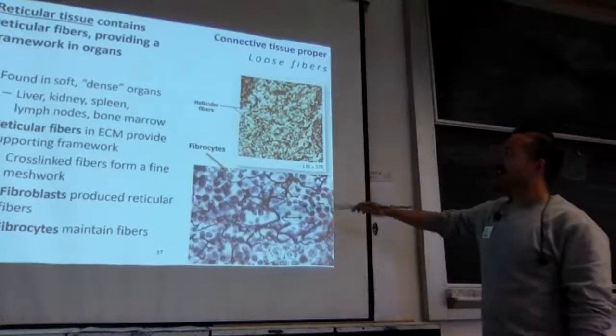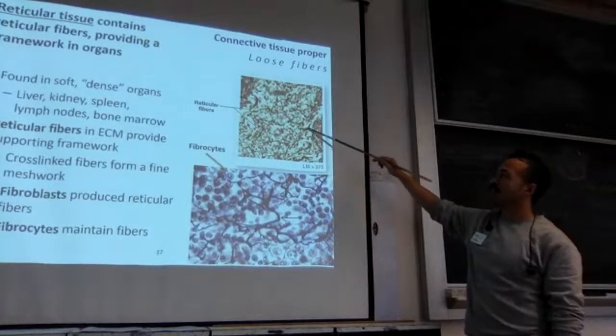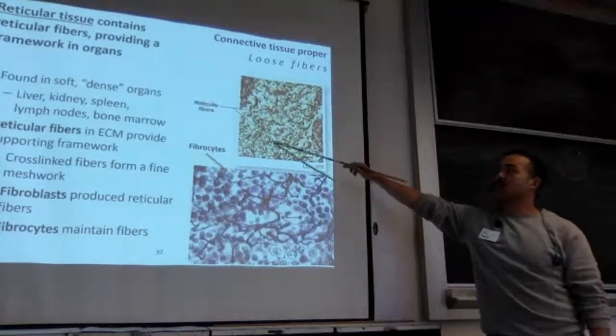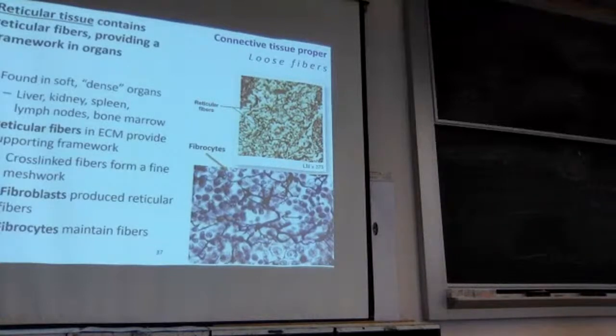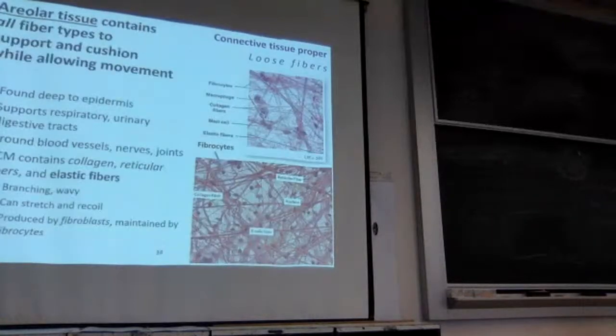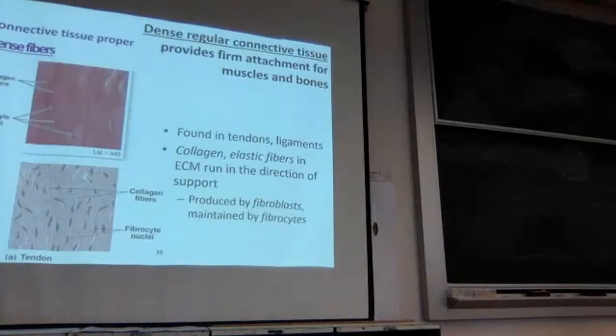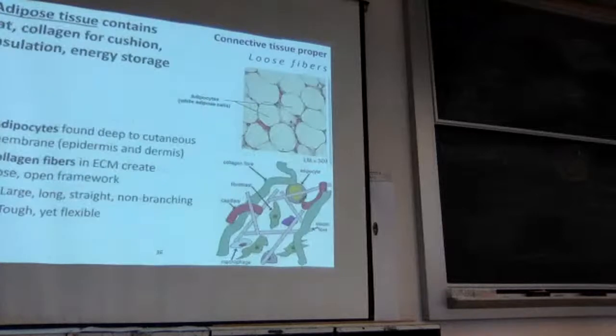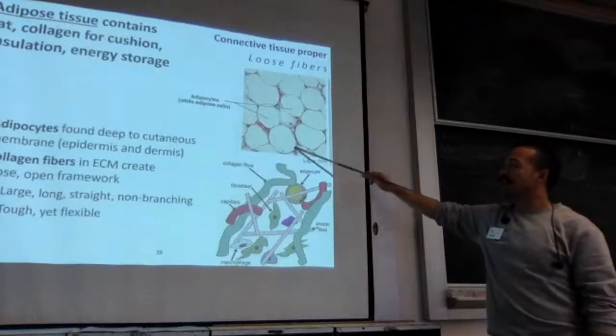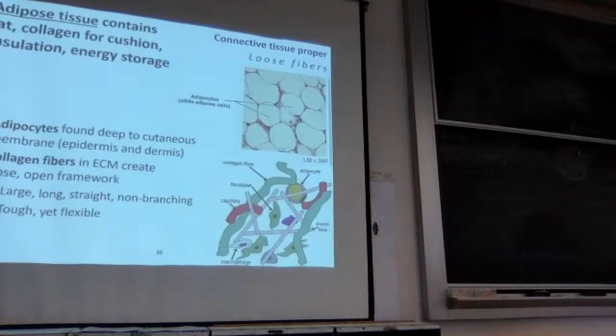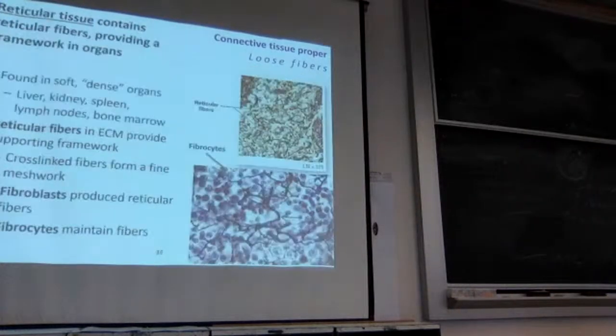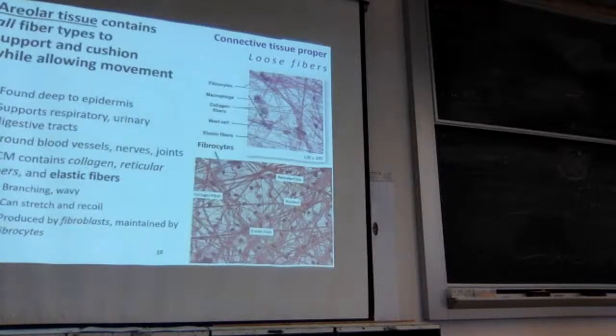Very dark, jagged, and branched. All this dark stuff is reticular fiber. Areolar has all three. Those are the loose ones. I know adipose doesn't look loose because the cells are pushing up on one another, but it's considered a loose connective tissue. Adipose is for cushion and energy storage, and reticular in particular for providing the framework. Areolar is for overall cushion and providing some movement.